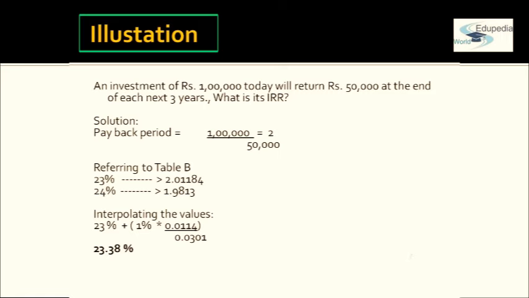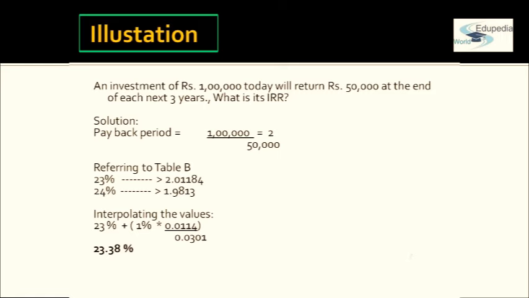Now you will look at the table. In our given books, it is table B, let's say. Table B is basically the cumulative PVF. I'll look at the third year row, and in the third year I'll see at which rate it is equal to 2. Now the value of 2 does not exist at a particular rate. At 23% in the 3rd year, the value is 2.011. And at 24%, the value is 1.9813. So in order to compute 2, I have to interpolate the values.